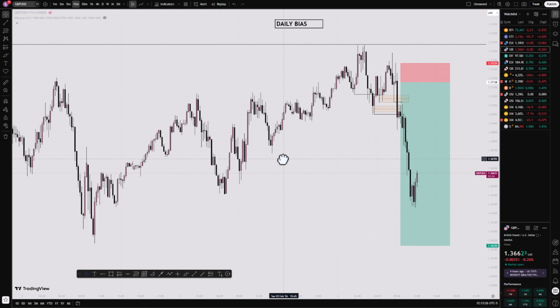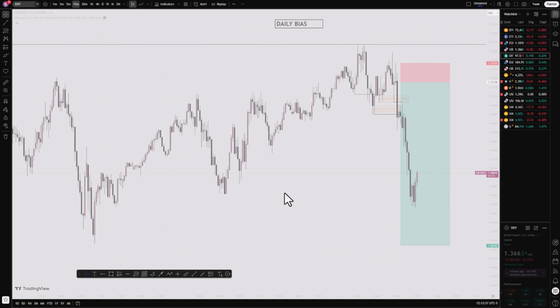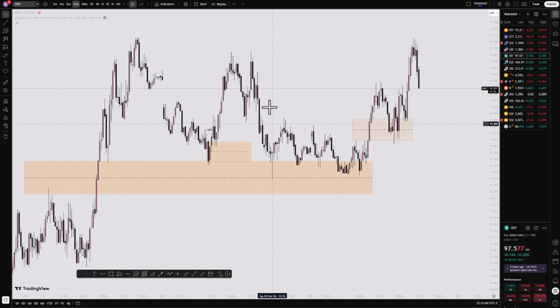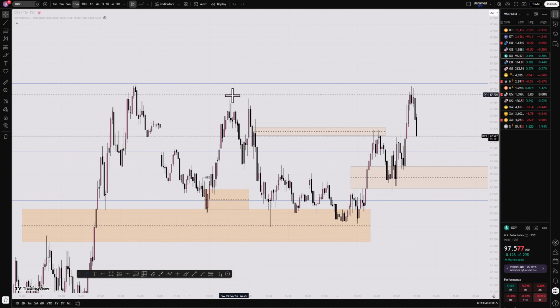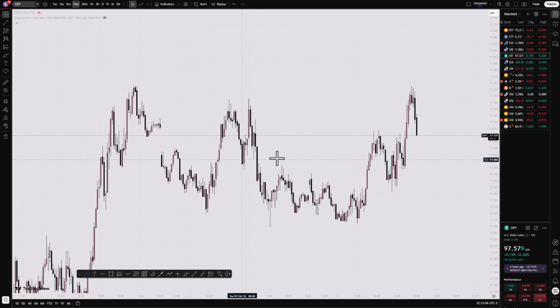So here is GBP USD, but I don't want us to discuss this now. I want us to look at the dollar index. What is the dollar index doing? And if you have not watched the top-down analysis, you should kindly watch it for us to be on the same page. The reason why it is said daily bias is because this is the direction you want to see per day.